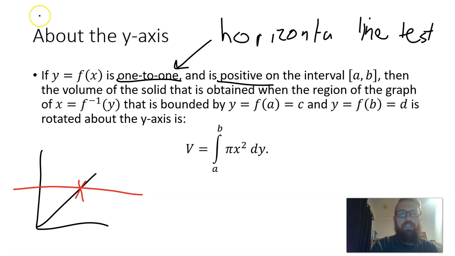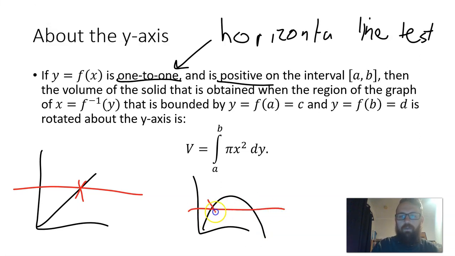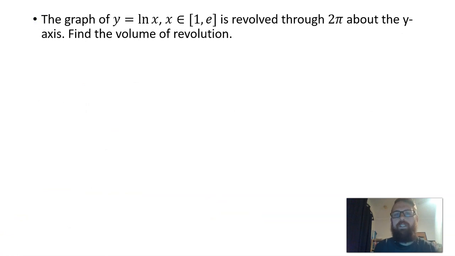But if we've got a function like a parabola and we draw a horizontal line through there, you can see we hit twice, and we can't do that. So it has to be one-to-one on the interval. If it's one-to-one on the interval, that's fine, but if it's not, you can't do it. The next thing is you have to find the inverse function, which we'll have a play around with in a minute. So let's have a look at this example.